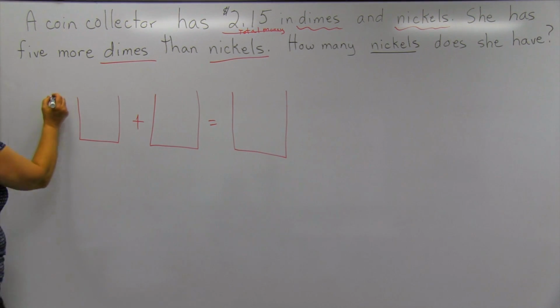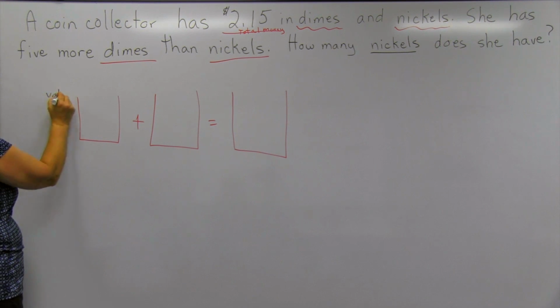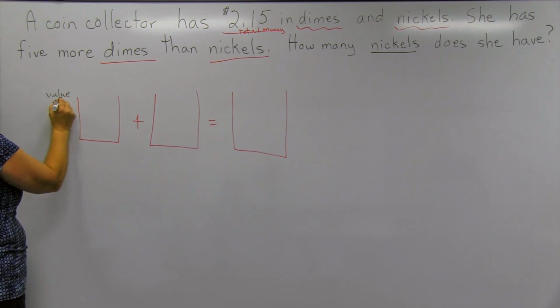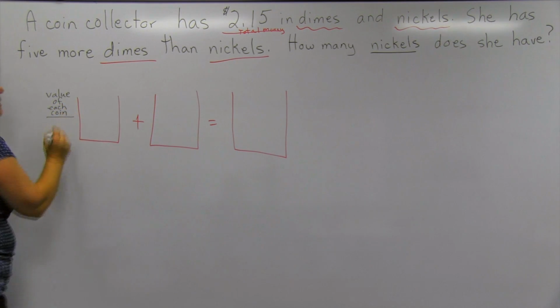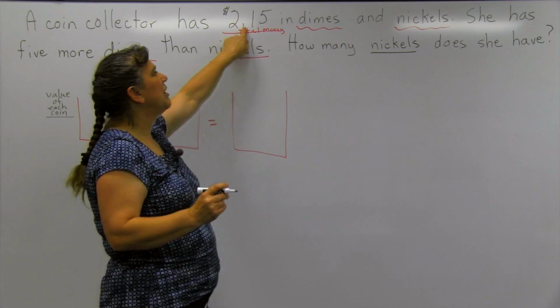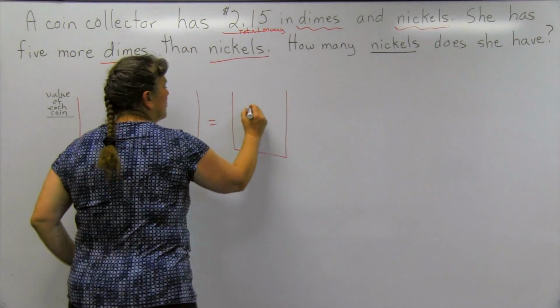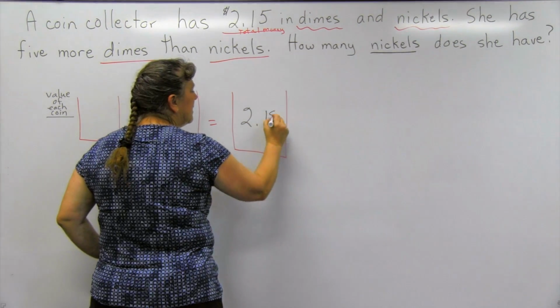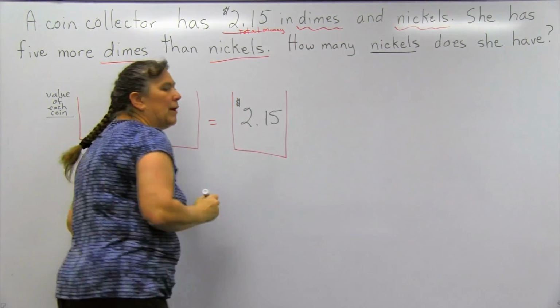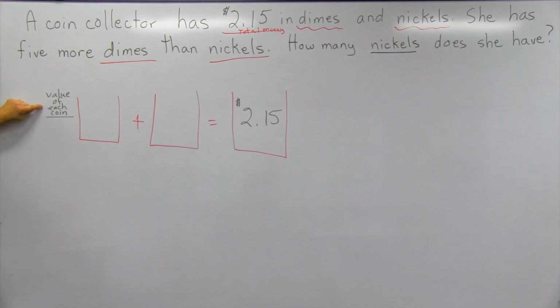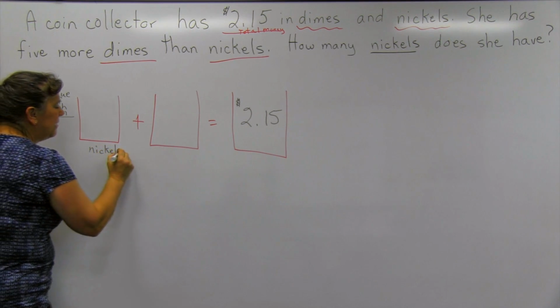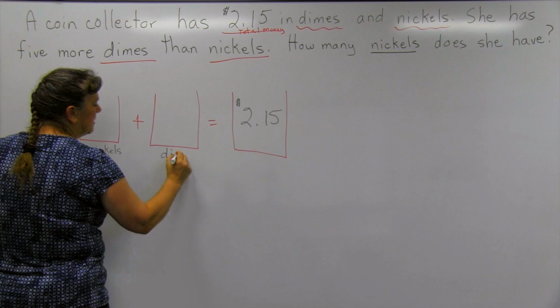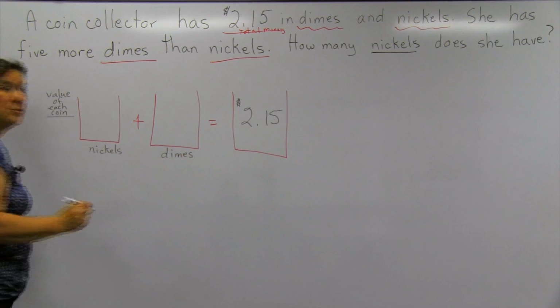So let's fill in those buckets with something that makes sense. On the top of the bucket, we're going to have, what is the value of each coin? Okay, that's going to be on the top of the bucket. And remember, since we are dealing with $2.15, that's our total value, and it's in dollar notation with a decimal point, we're going to have to express the value of each coin in that same way. Our first bucket is going to be nickels. Our second bucket is going to be our dimes. Okay, so now we know which one it is.